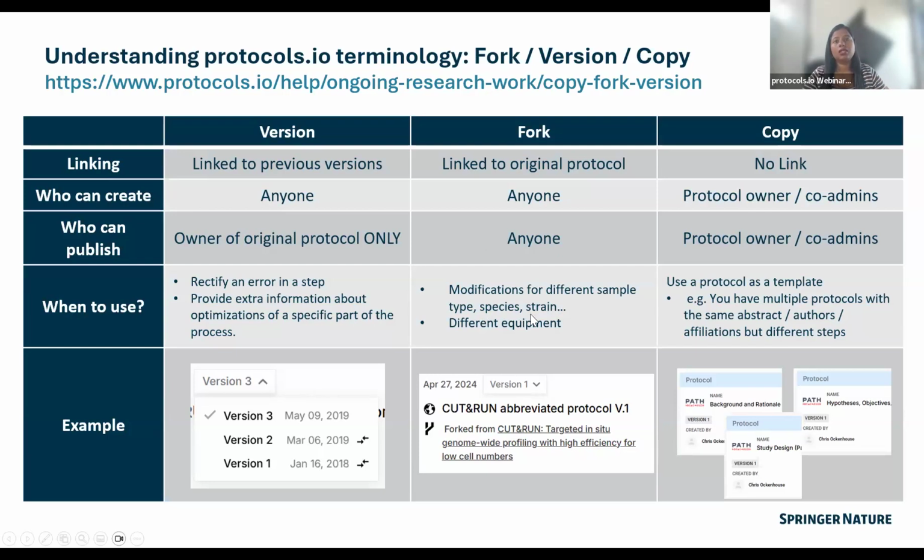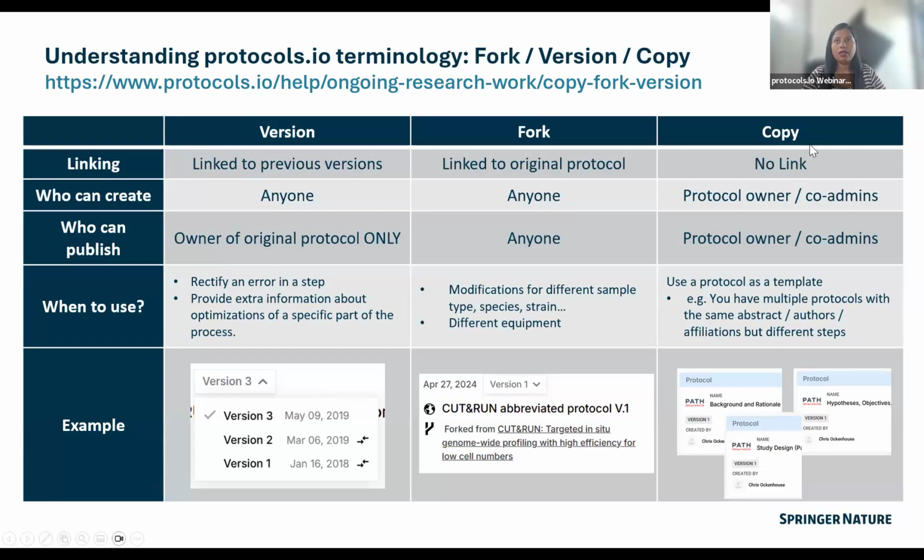Let's say one person has published a certain staining in one species, and you want to use that particular staining in a different specimen or different type of sample. You can fork that, so that the main content of the protocol will remain the same, and just a little bit of editing would be required. You don't have to make that protocol from scratch. You can just fork it, make little edits, and then publish it.